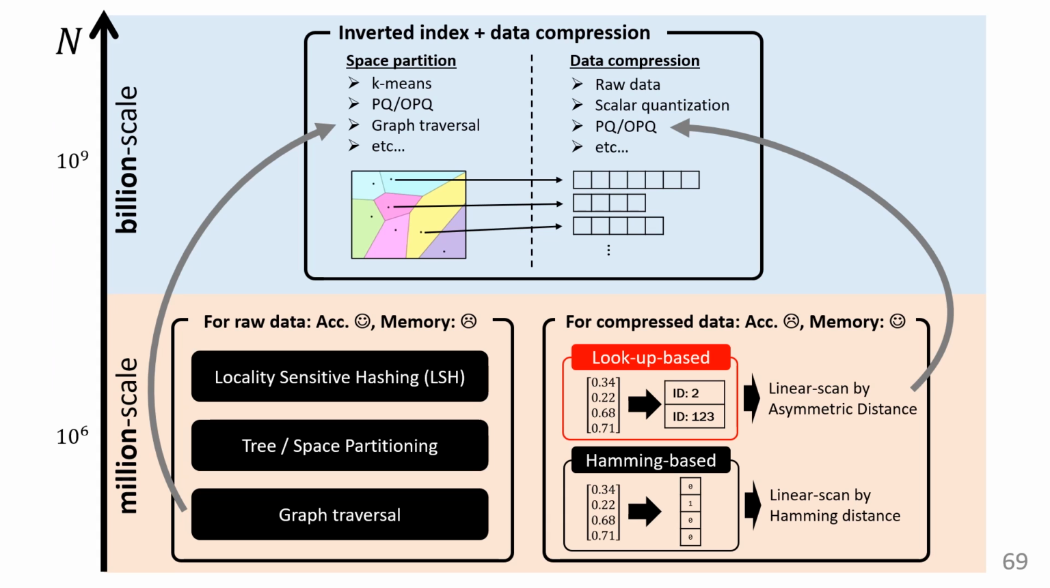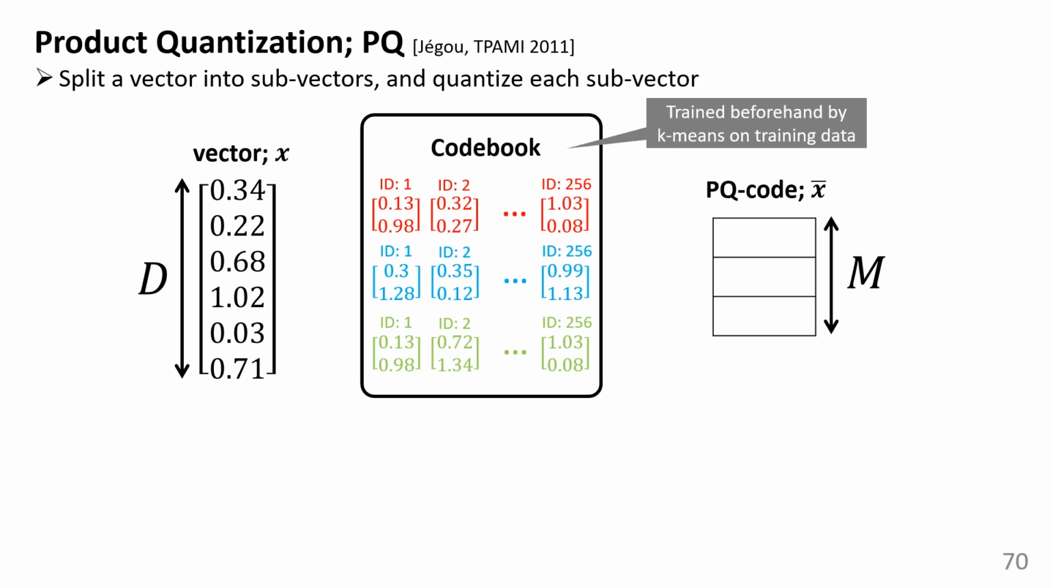This is product quantization, PQ. This method is very simple. We split a vector into sub-vectors and quantize each sub-vector. In this case, our task is to compress a D-dimensional vector x to some form of short code, a PQ code. To do that, we need to prepare a codebook, which is trained beforehand by running k-means on the training data. So in this case, two-dimensional, 256 vectors, and the same one and the same one here.